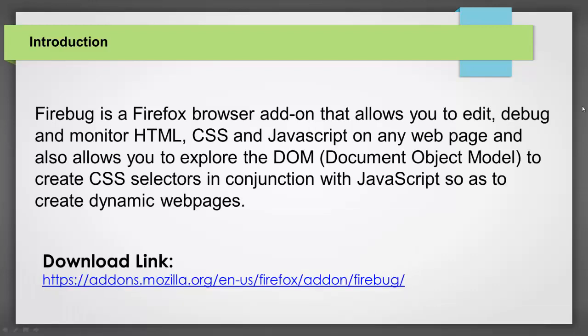Basically, Firebug is a Firefox browser add-on that allows us to edit, debug, and monitor HTML, cascading style sheets, and JavaScript on any web page. It also allows us to explore the document object model to create CSS selectors in conjunction with JavaScript so as to create dynamic web pages. The download link for this add-on is given here, but you can also Google search online. It is just a Google search away.